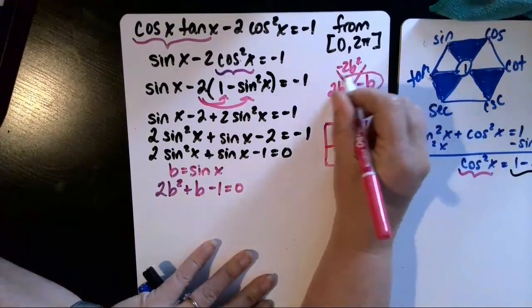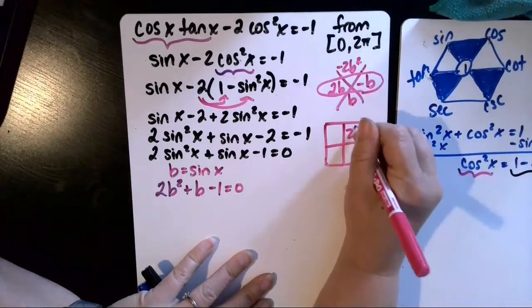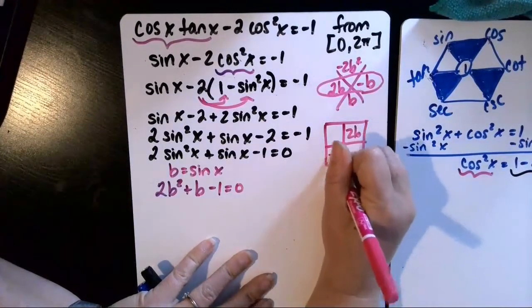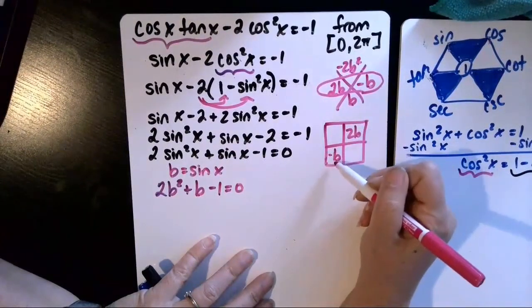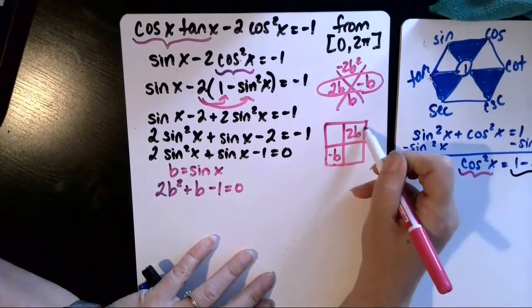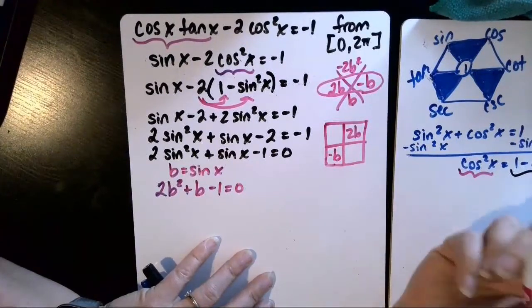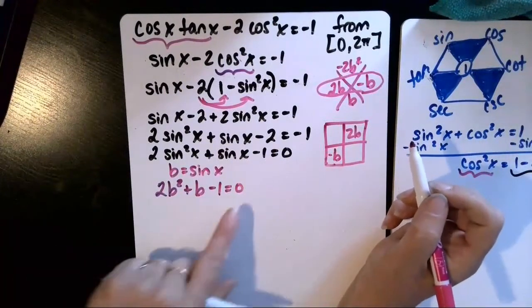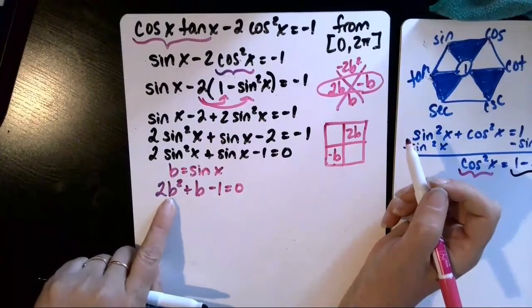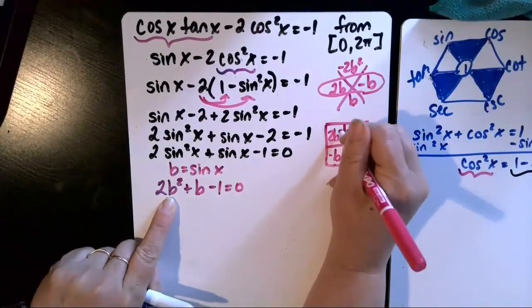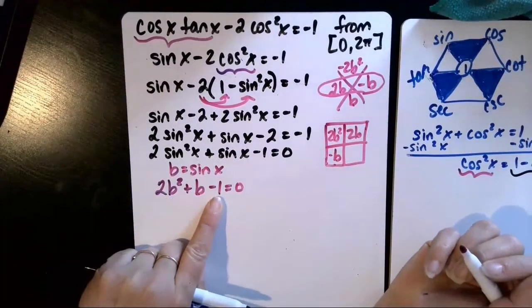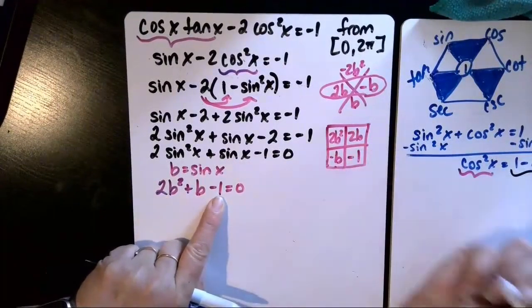And these factors are going to go into the box like this. They're interchangeable, so you could have put the 2b in the bottom and the negative b on the top. Either way is fine. Okay, then back to our original trinomial. The first term, the quadratic term, goes in the first box, so 2b squared. The constant goes in the last box, negative 1.